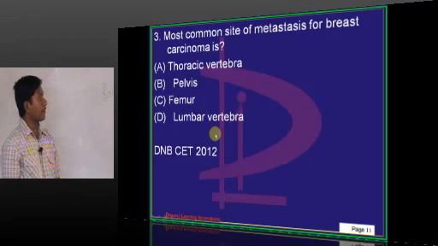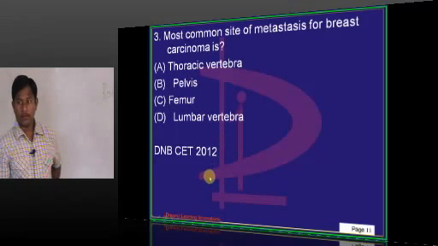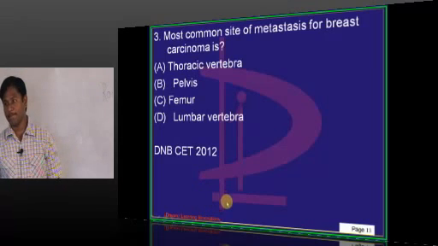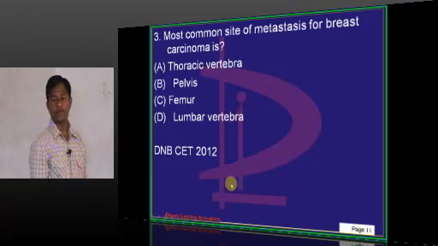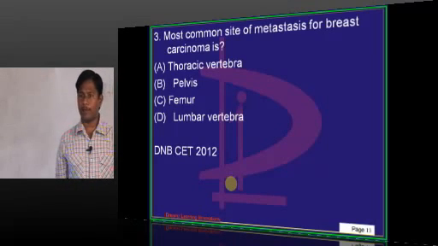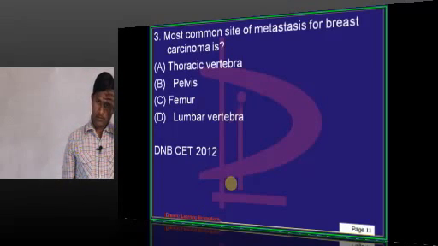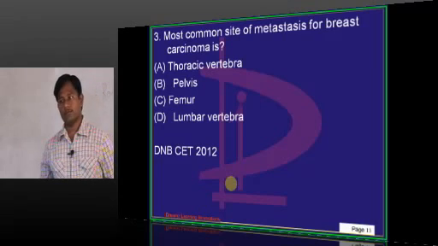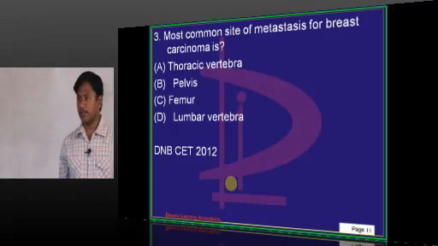Vertebra, thoracic or lumbar? We have two types of vertebra here. Yes. Why? See, breast is surrounded by thoracic vertebra. Why will it go to lumbar vertebra? Now there should be some reason, right?